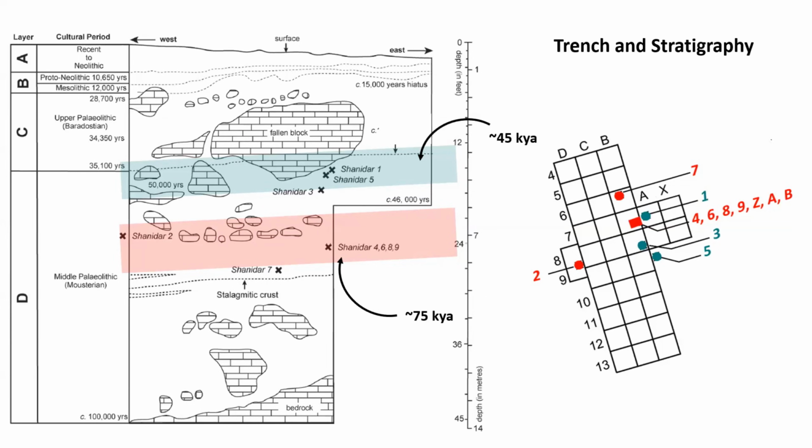So the older phase is this one, about 75,000 years ago, and that's where we find Shanidar 4, 6, 8, and 9, Shanidar 2, Shanidar 7, and the more recently identified remains, very partial, of Shanidar 10. They're shown in red here on the plan. What we have then is another group about 45,000 years ago, which includes Shanidar 1, Shanidar 3, and Shanidar 5. They're the ones shown here in green.